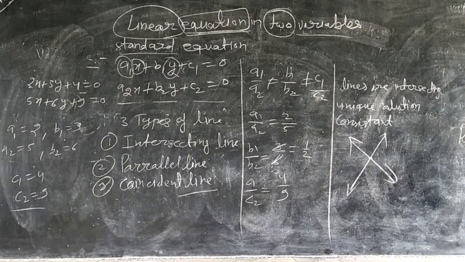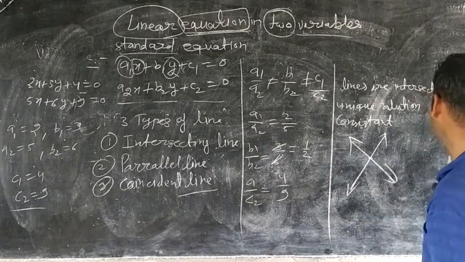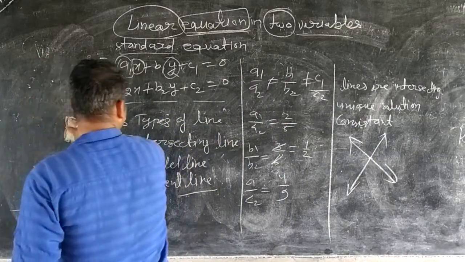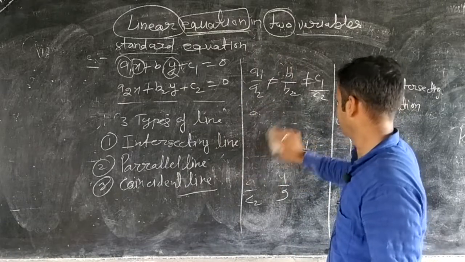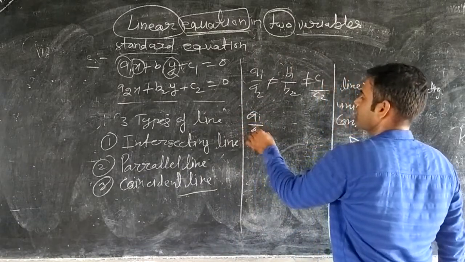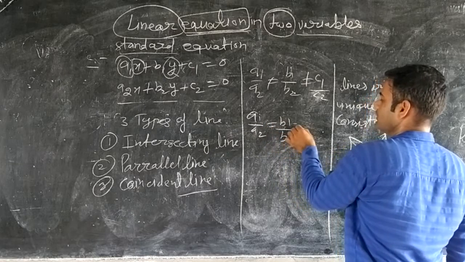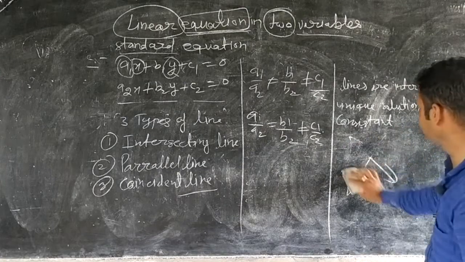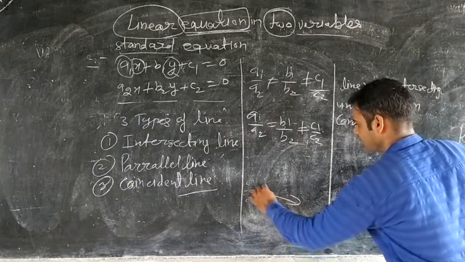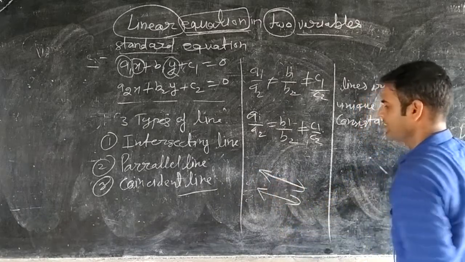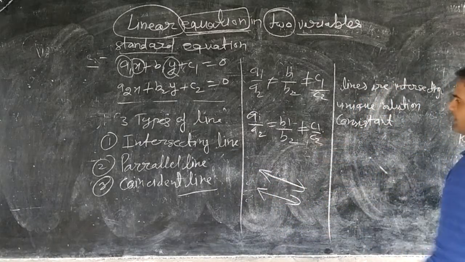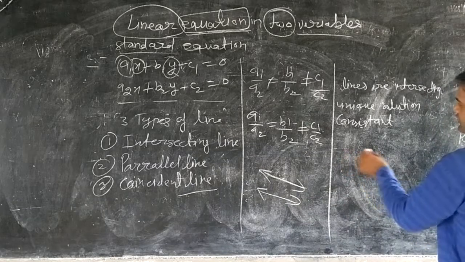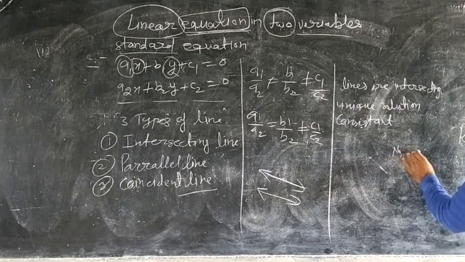Next, the condition for parallel lines. What are parallel lines? Parallel lines show two parallel lines, with a1 upon a2 equal to b1 upon b2 but not equal to c1 upon c2. The parallel line diagram is this type. In a parallel line diagram, we can see they are not meeting at any point, so there is no solution.